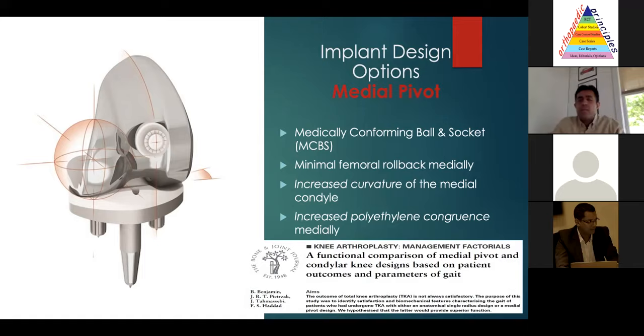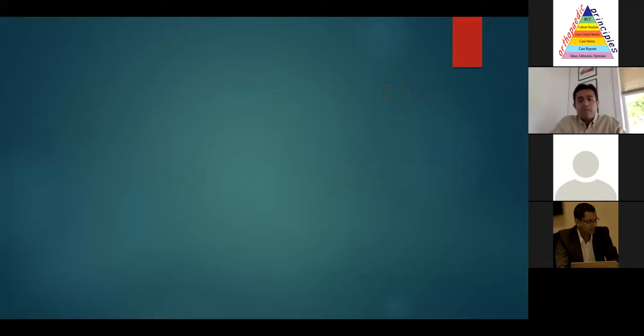So medially you have a conforming ball and socket, because of which you have minimal femoral rollback medially. And there is an increased curvature of the medial femoral condyle and increased congruence of the polyethylene medially to really create that nice ball and socket construct. And laterally, it's rather flat to allow for that translational effect.